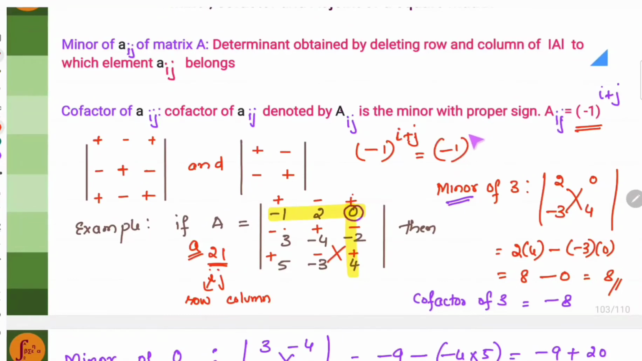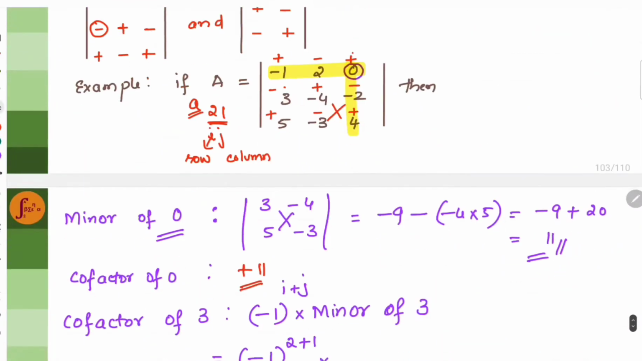Now what you'll have to do? Minus 1 to the power i plus j. So it is 2 plus 1, which is 3. So minus 1 to the power 3. If you multiply minus 1 three times, minus 1 into minus 1 into minus 1, it's going to be minus 1. So basically the sign is minus. So we have minus here, correct? Instead of doing all of these calculations, it is easier to remember this alternate way of putting signs instead of calculating i plus j for every element, right?